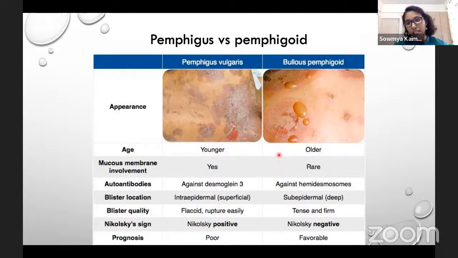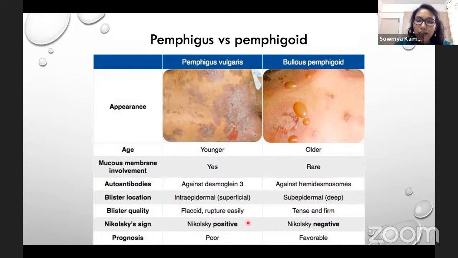Also, patients with bullous pemphigoid tend to be older. They may or may not have mucous membrane involvement, but it's uncommon. They tend to have very tense and firm blisters. So as you can see from the picture also, the blisters tend to be quite tense in bullous pemphigoid. And this is because the roof of the blister is formed by the entire thickness of the epidermis. So it's a tougher blister to break. Whereas in pemphigus vulgaris, it's an intraepidermal blister. So it's quite fragile, it breaks down easily.